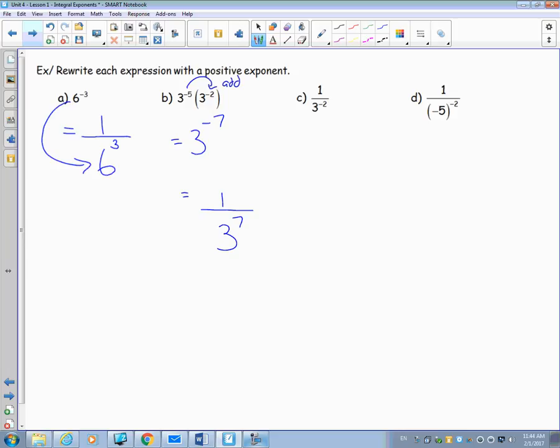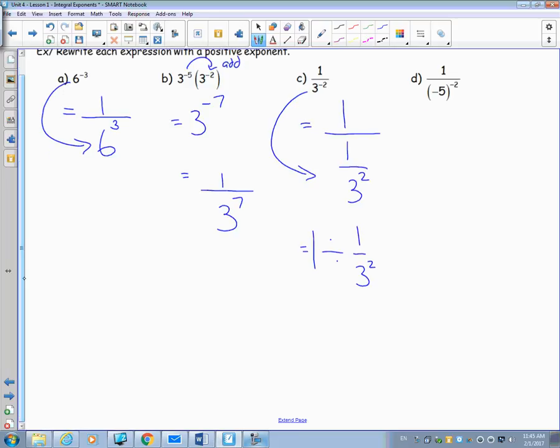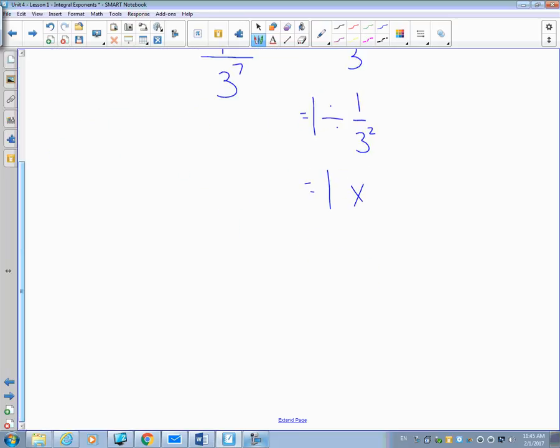Oh, I've got 1 over 3 to the -2. We said we should be able to write this on the bottom, but I've already got a fraction. So let's talk about that. I have 1 over, and I've got to take this and put it on the bottom, right? 1 over 3 to the 2. So if we deal with fraction rules for a second, I hope you would agree this means 1 divided by 1 over 3 squared, which when we think about fractions means 1 times 3 squared over 1. Or in other words, 3 squared over 1. Or in other words, just 3 squared.